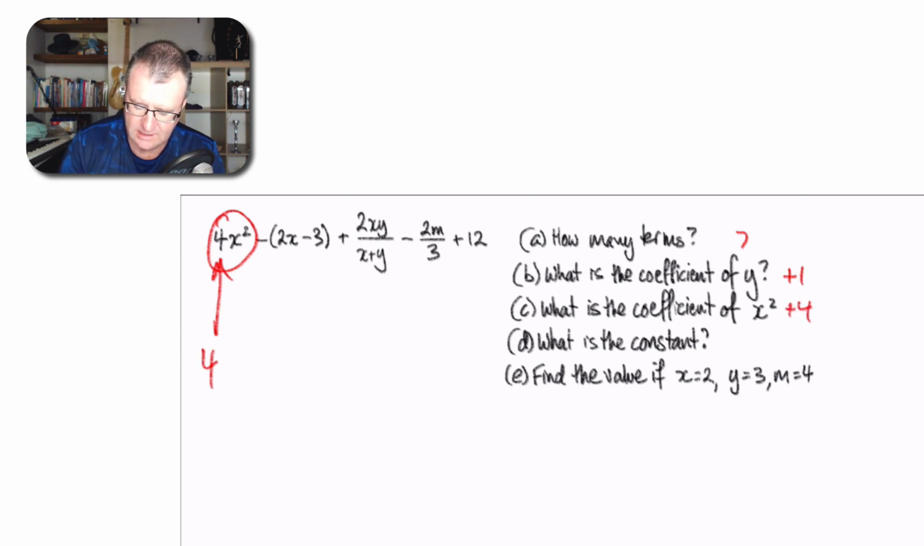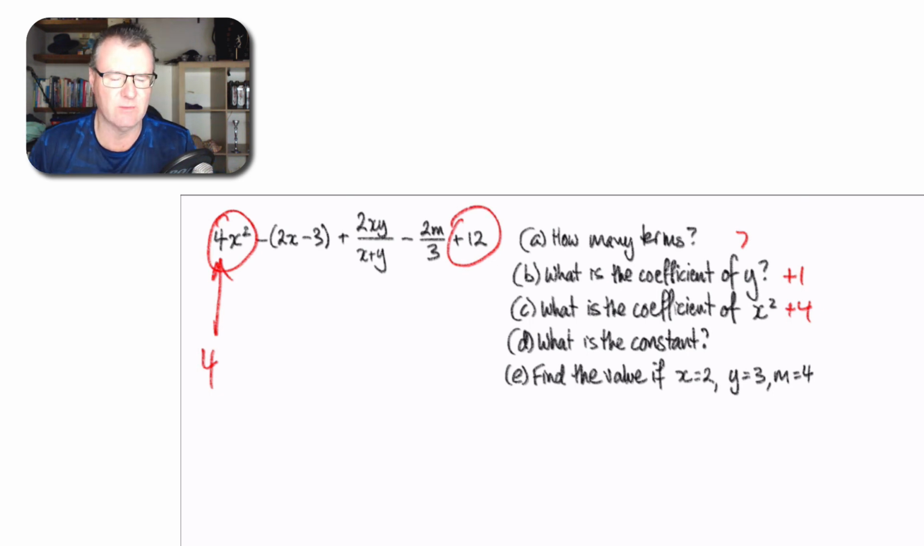The constant is the number on its own that doesn't have a pronumeral with it, because it can't change depending on what the pronumeral is. It's just constant, and it's constantly plus 12. So in this case, it's plus 12.